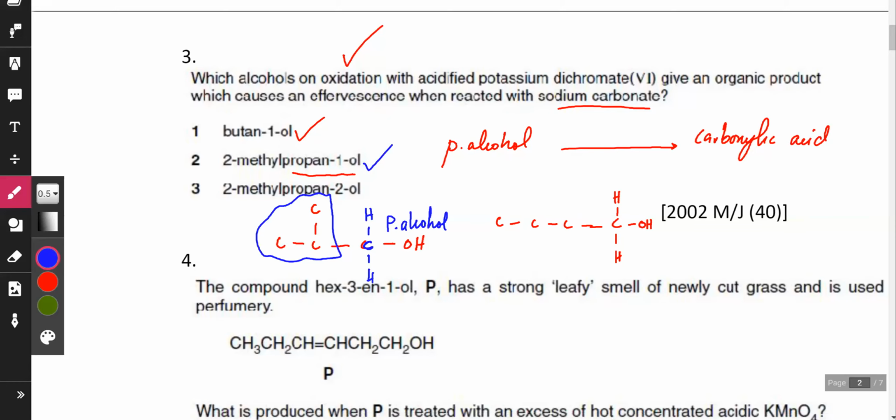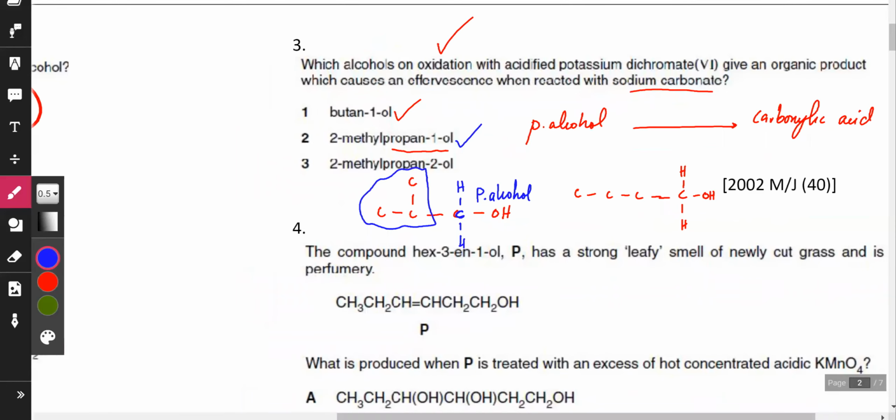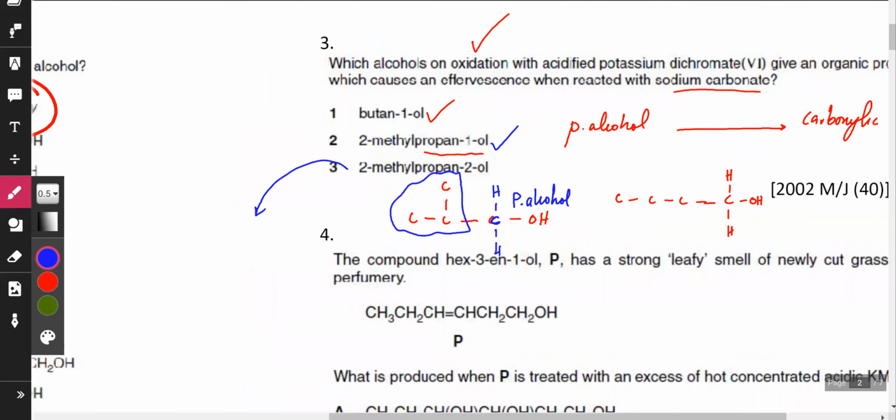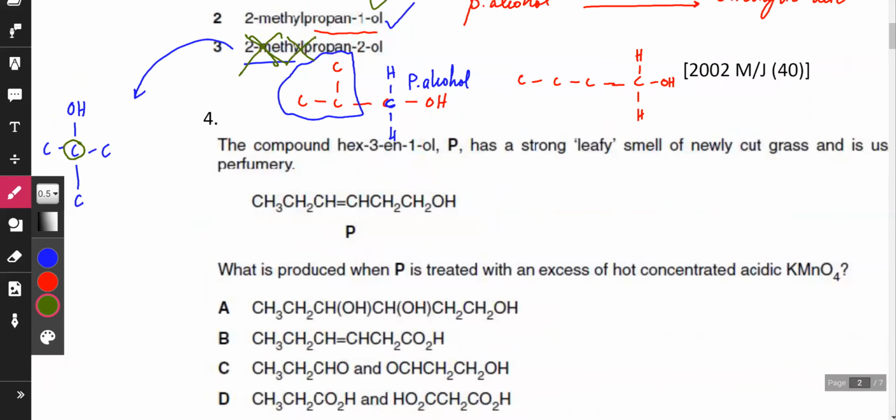Secondary. The third one, I think it's propan-2-ol, right? So it's three carbon atoms. 2-ol means there's an OH on the second carbon atom, okay? And 2-methyl, there's a methyl at the second one. So focus on this carbon atom, the alpha carbon. Tertiary, okay, on all three sides. So that's a tertiary alcohol. This is not going to get oxidized. And these two are primary alcohols. Okay, is this clear? Yes.